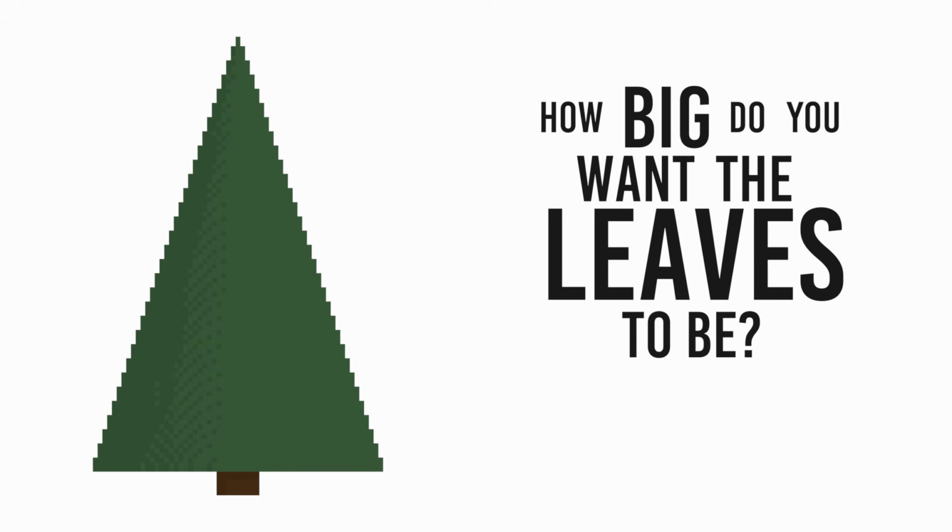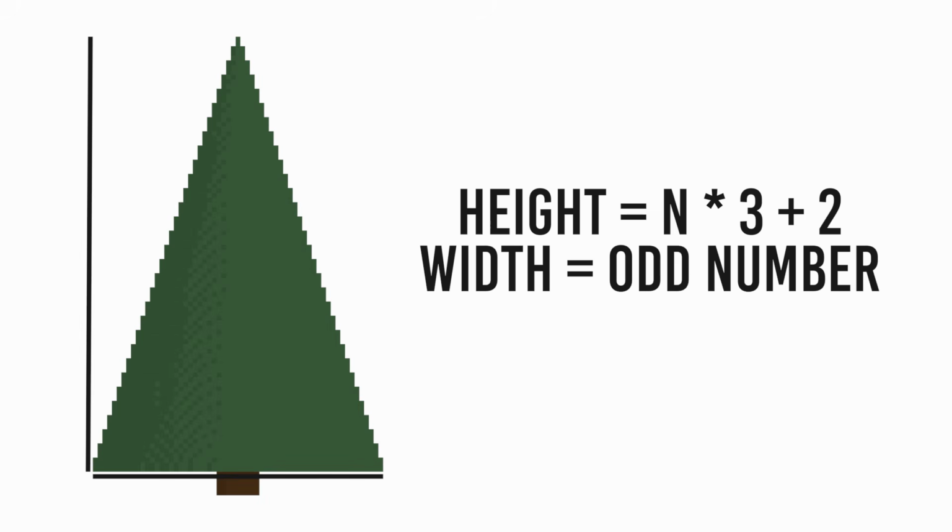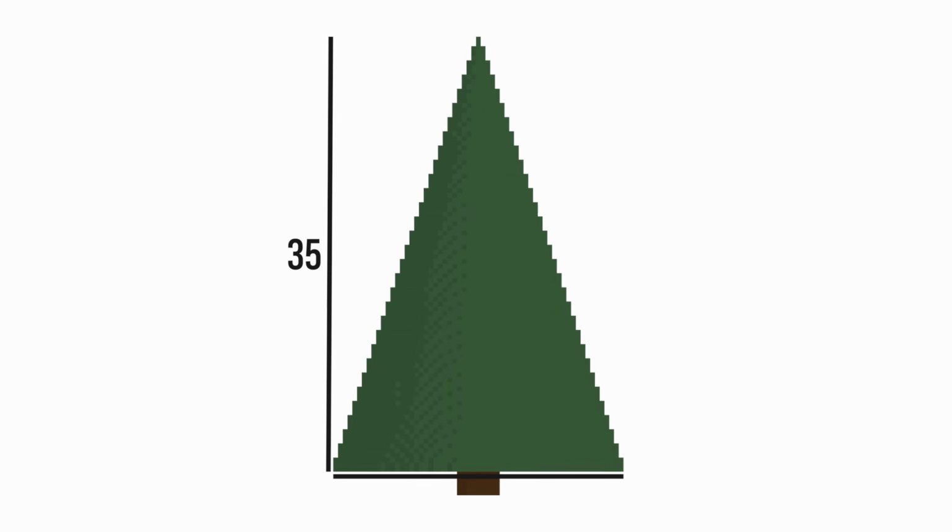Before we start placing any blocks, you need to decide a couple of things. First, how big do you want the cone or leaves of your tree to be? You can choose either a height or a width, the other will be determined as we build it. If you are choosing a height, it needs to be a multiple of 3 plus 2, or if you are choosing a width, it will need to be an odd number. My tree will be 35 blocks high, or the width will be 23 blocks.